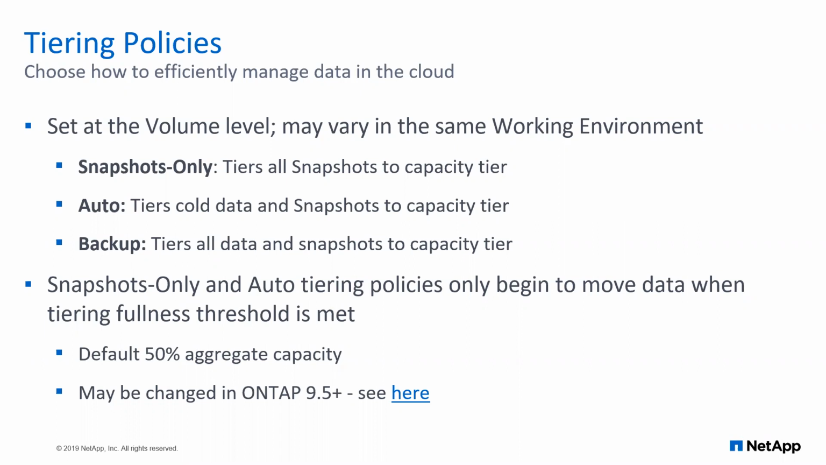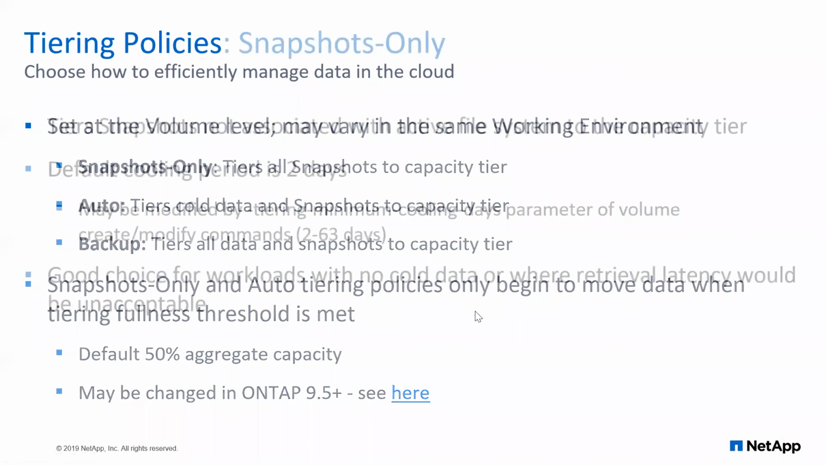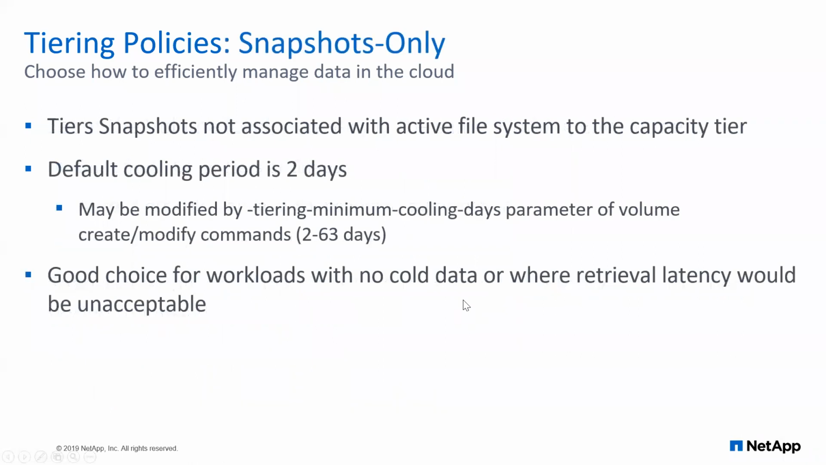Cool. Hope that's helpful. Now we're going to talk about each of these tiering policies in a little bit more detail. Like I said, this is really the meat of the presentation. Understanding these tiering policies is really the key to using this feature effectively. Cool. So we'll start off by talking about snapshots only. This one's pretty straightforward. The idea here is that we're just going to be tiering snapshots that you probably don't need to your capacity tier.